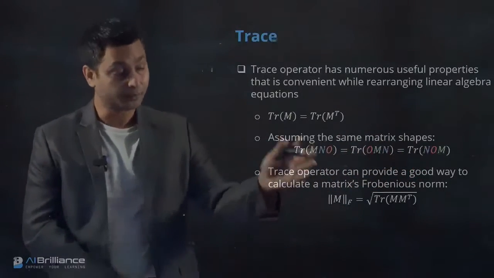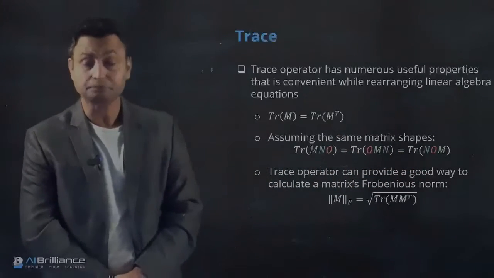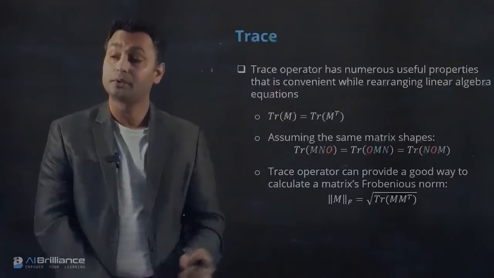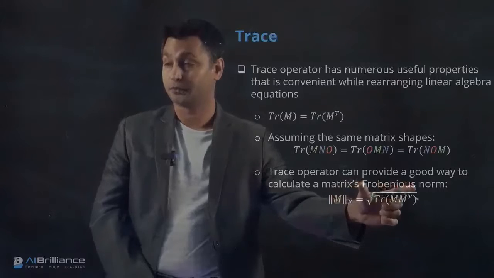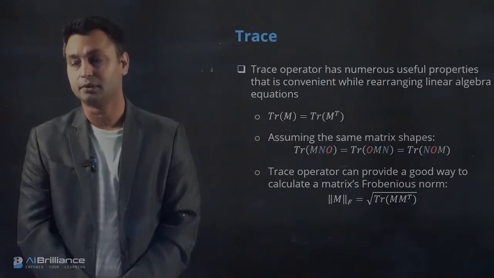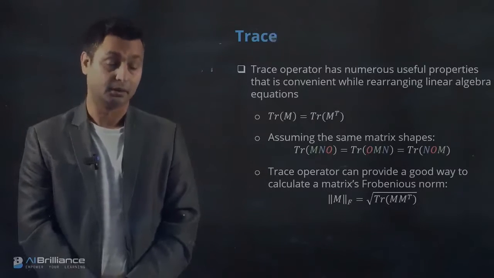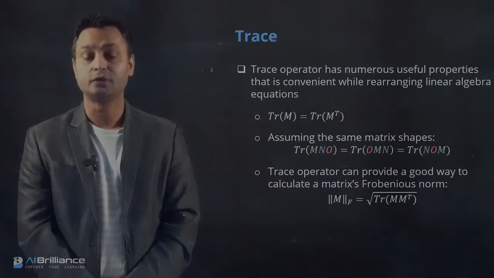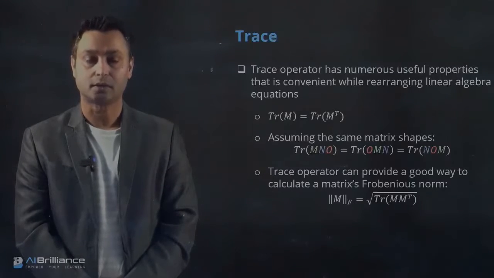Okay. Now one of the most useful things about trace is that it is one way to compute what is known as the Frobenius norm of matrices. And the Frobenius norm comes into computations in machine learning algorithms later on, so it's important for us to know how the trace is useful in computing the Frobenius norm of a matrix.